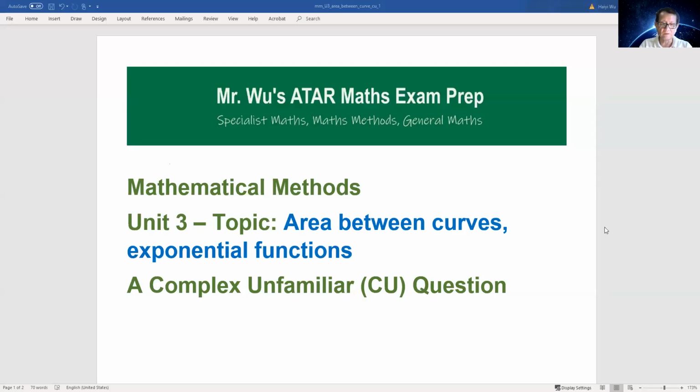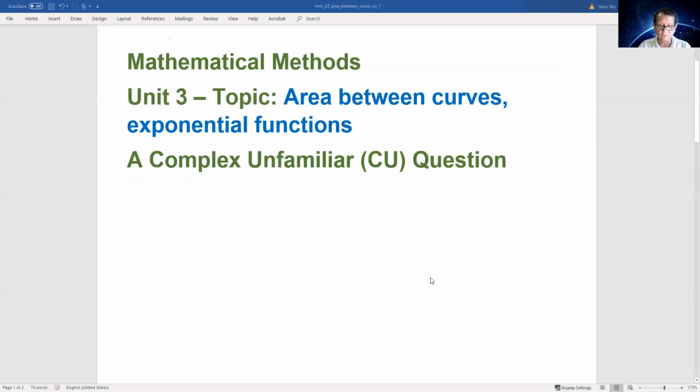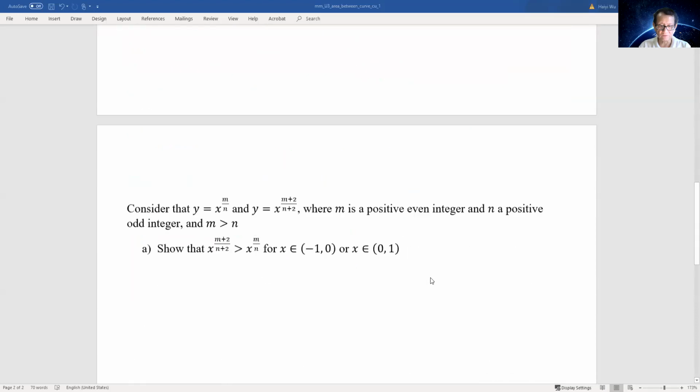Hello, everyone. Today we are solving a complex, unfamiliar question. Topic is exponential functions and the area between curves. So let's have a look at the question.